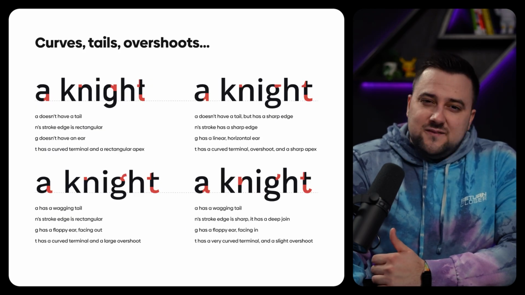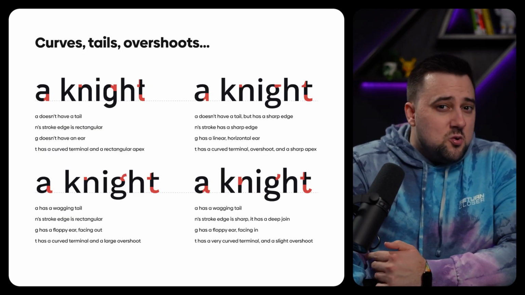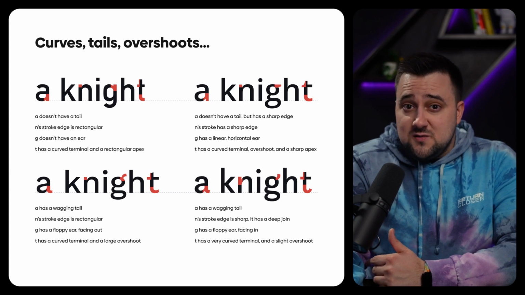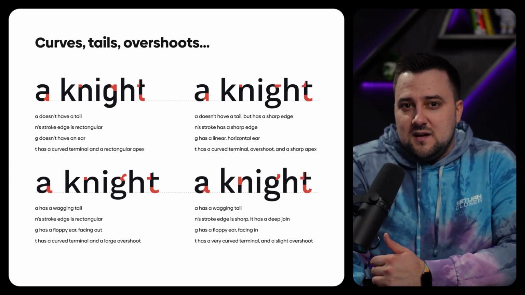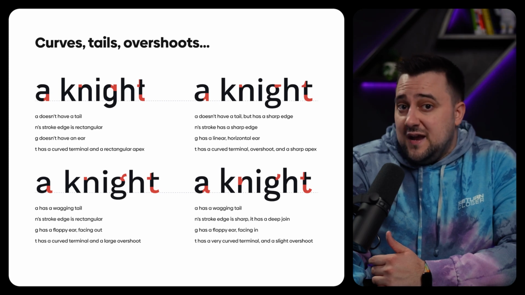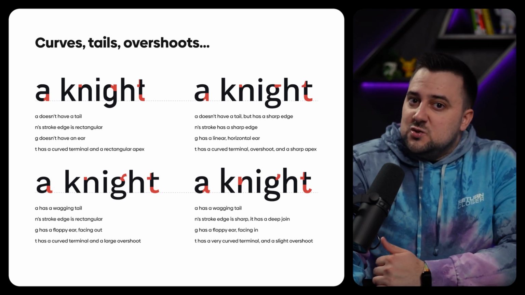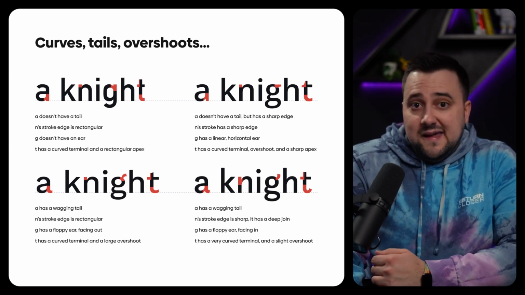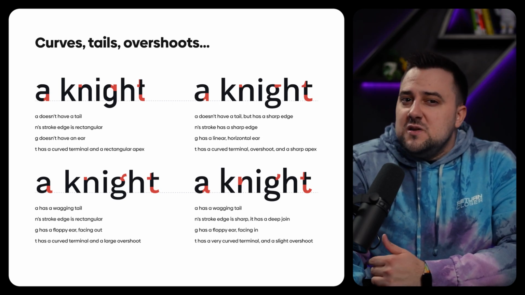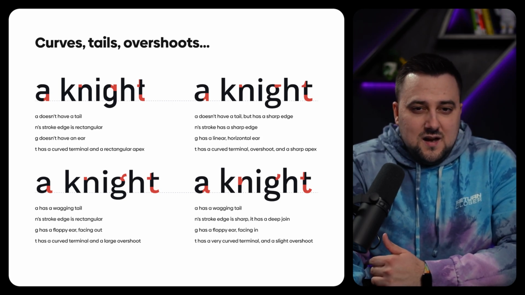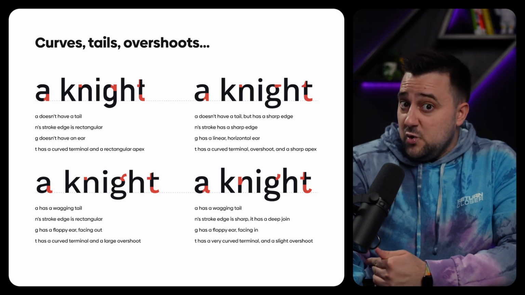When analyzing typefaces, curves, tails, joints, ears, overshoots, terminals, and more are all interesting characteristics to look at. For example, does a double-story A have a tail? How big are those overshoots? Does an ear exist? Is it more linear or floppy? Are terminals vertical or angled? How does that affect the typeface overall?